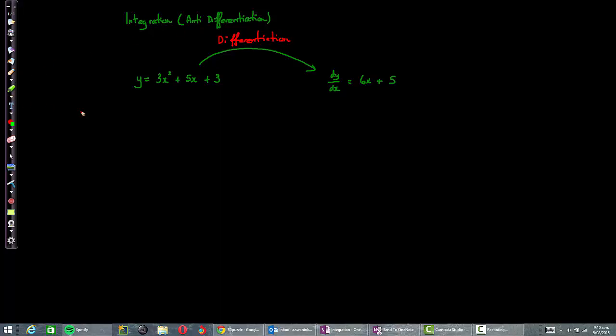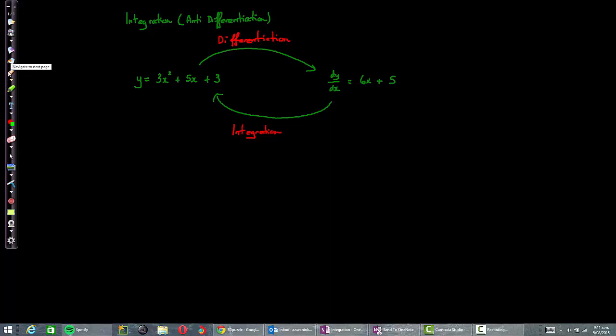Now, what I want to consider is, is there a process that we could do that would take us from this function back to this one? And that is known as anti-differentiation, or more accurately, integration. So how would we do that?